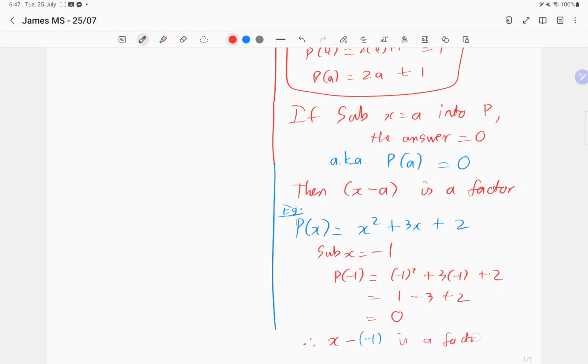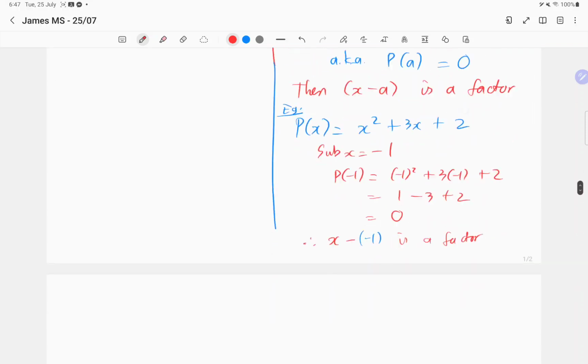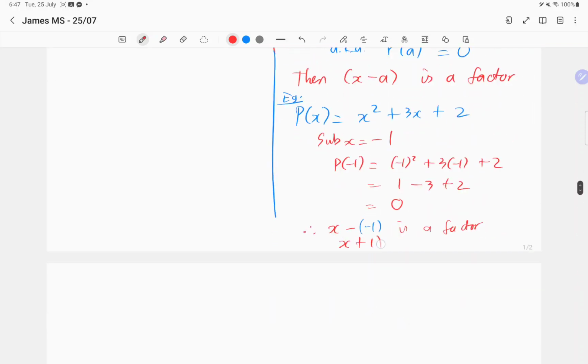What does it mean if it is a factor? If x minus -1, which simplifies to x plus 1, is a factor, it means that the polynomial x squared plus 3x plus 2 must be factorizable into x plus 1 times something else. Is it always x plus 1? No, it's only because we substituted x equals -1. So if you substitute -2, would it still work? It will still work, yes.